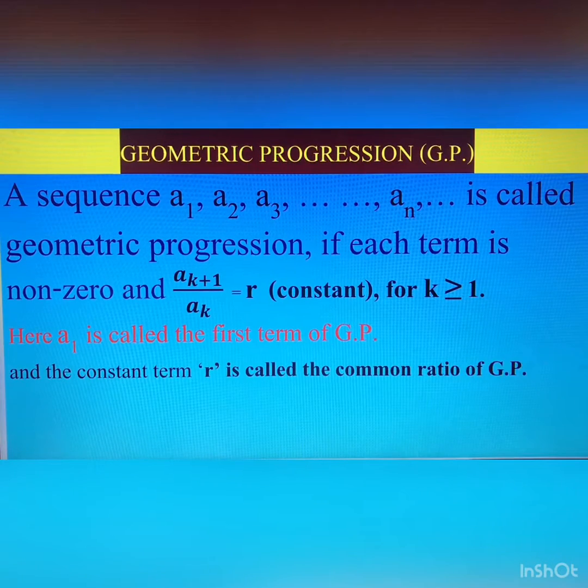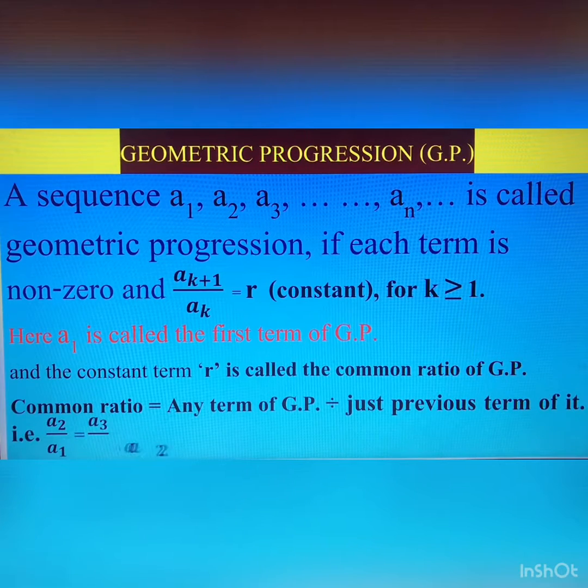Again, the constant term r is called the common ratio of the GP, and the formula of the common ratio is any term of the GP divided by just the previous term, that is, a2 by a1, a3 by a2 and a4 by a3 are all equal, and this gives a constant number, that is r. This constant number is known as the common ratio. Again, how can you find the common ratio? You will select any term and divide it by its just previous term, that is, a2 by a1.